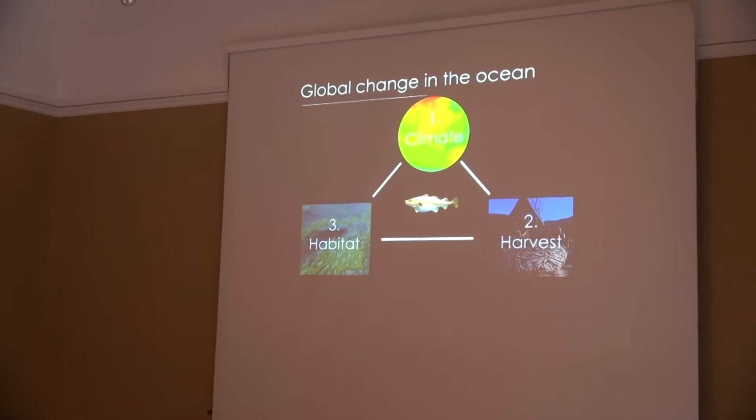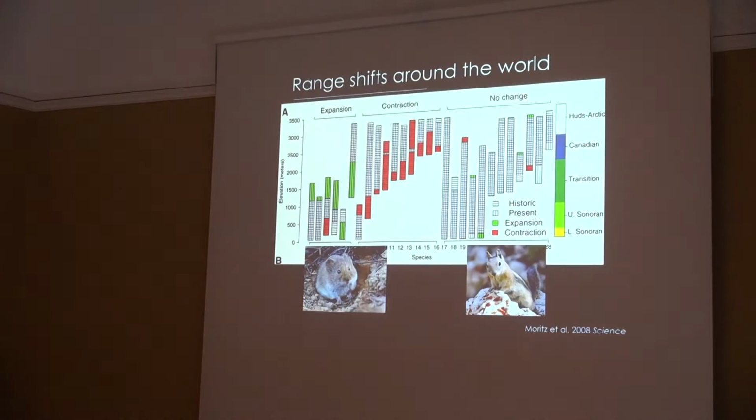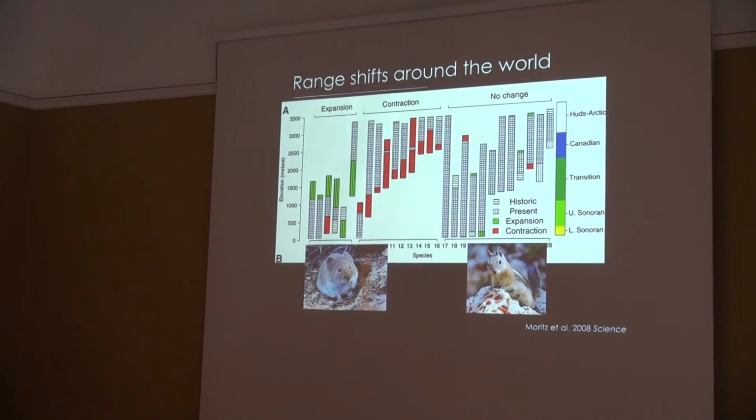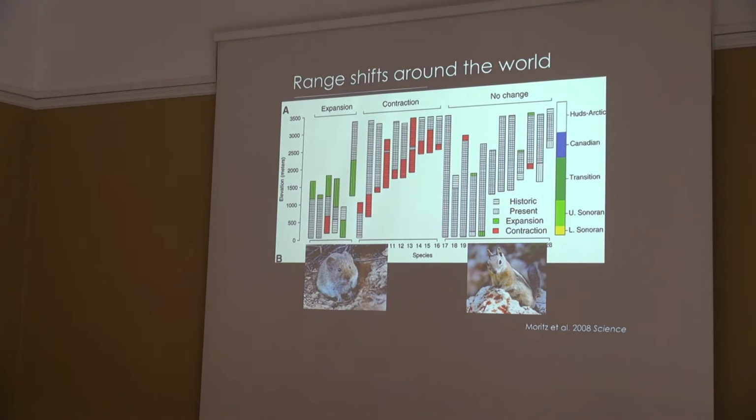So to start first with climate. One of the most common responses to changing temperatures that have been observed are shifts in species distributions. This is just one example. Each of these bars shows the range of a small mammal in some mountains in the western US, from a paper by Craig Moritz in Science a few years ago. And in green, you can see that some distributions have expanded, either up or down, this elevational gradient on these mountains. Some have contracted here in red, and others just haven't moved much at all.